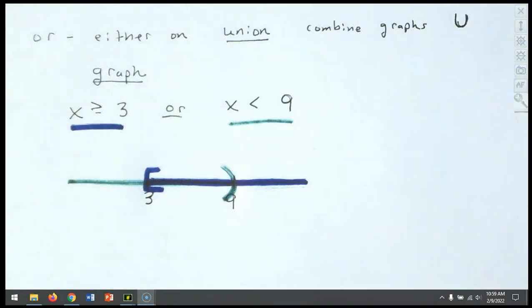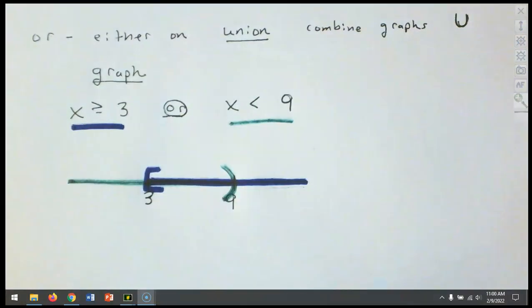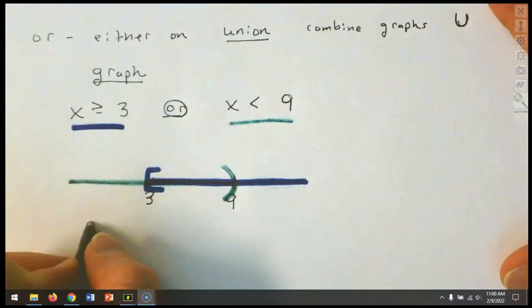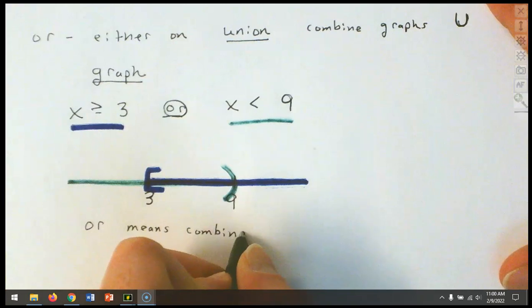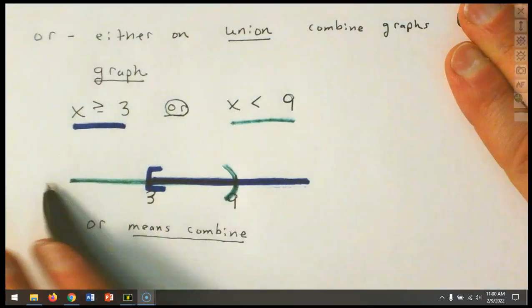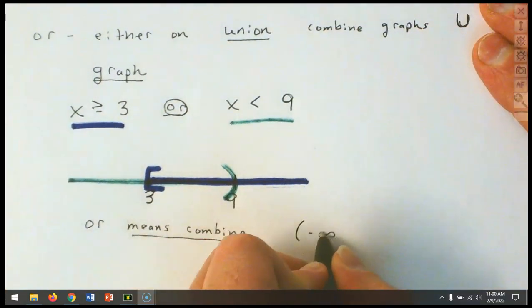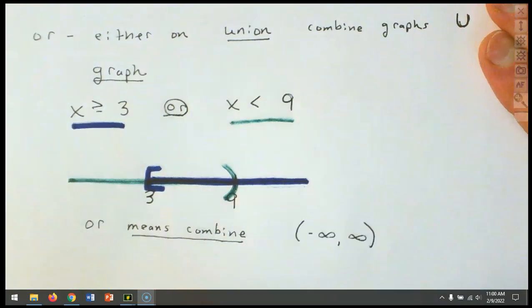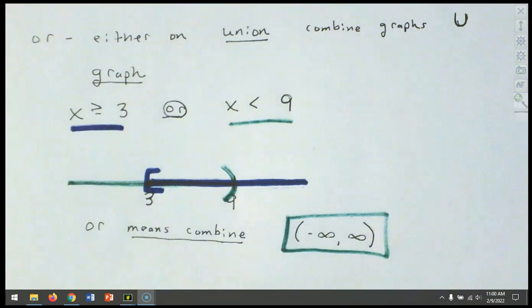Now, what is happening with this one? Okay, this is an or. Now, or means we combine them all together. Now, if I combine these all together, is there any part of the graph that is not shaded at all? No, because it's shaded here and it's shaded there. When we combine them all together, what does it give you? It shades the entire graph, so your answer would be what? Negative to positive infinity, because it shades the entire graph there.